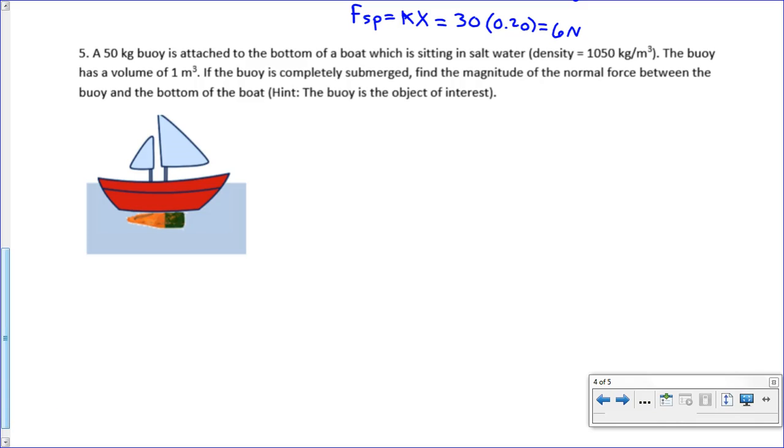This next one says a 50 kilogram buoy is attached to the bottom of a boat, which is sitting in salt water. The density of the salt water is 1050 kilograms per meter cubed. The buoy has a volume of 1 meter cubed. If the buoy is completely submerged, find the magnitude of the normal force between the buoy and the bottom of the boat. So we're going to look here at this buoy.